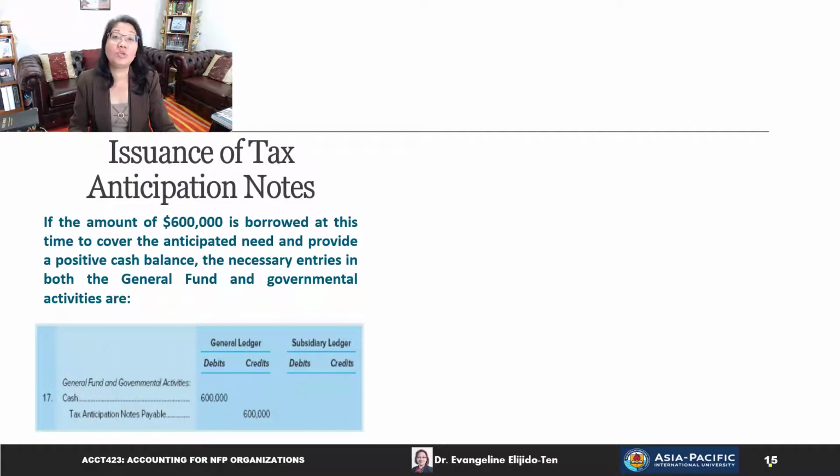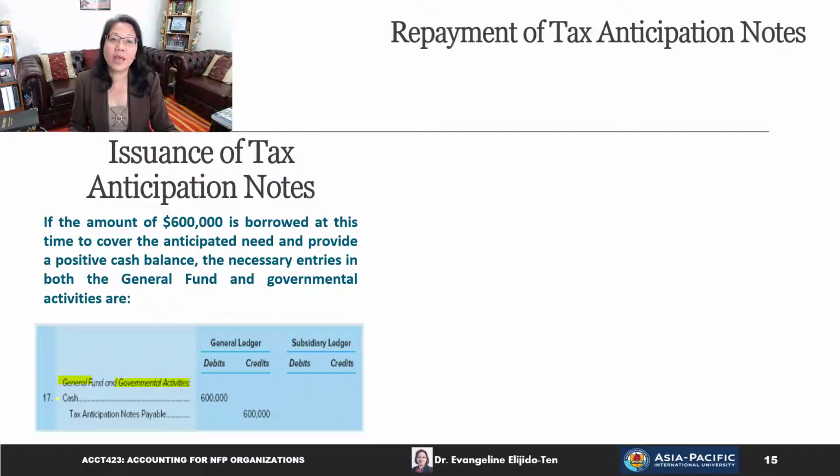So how is this recorded in the general fund as well as in the governmental activities level? So the journal entry will be the same. They'll debit cash if they are borrowing $600,000 and they receive the $600,000 from the bank. They'll debit cash $600,000 to increase their cash, and they will credit tax anticipation notes payable for $600,000, showing an increase in liabilities. All right.